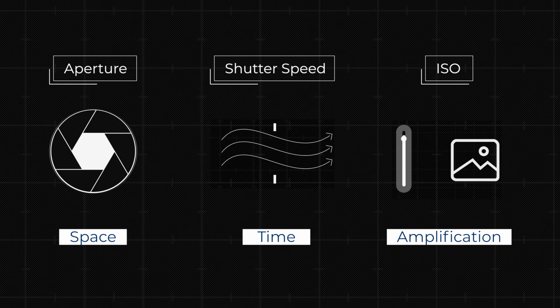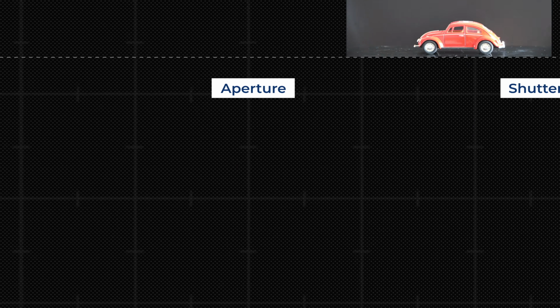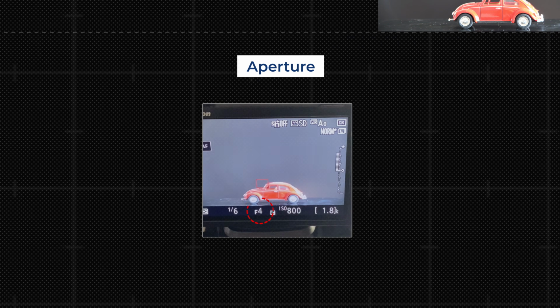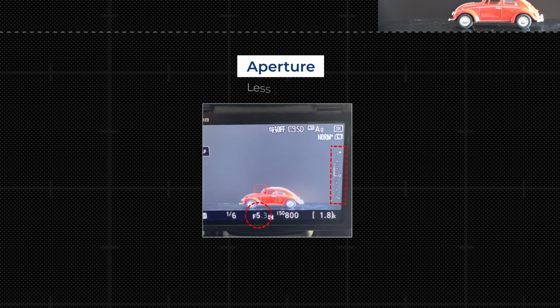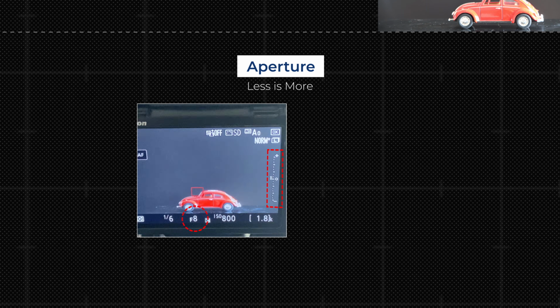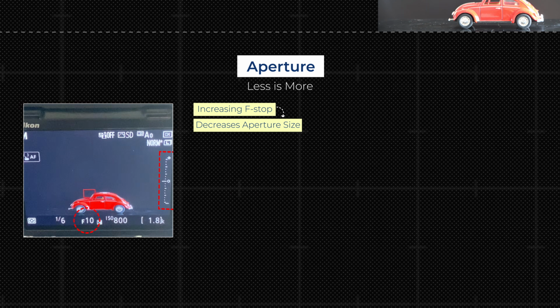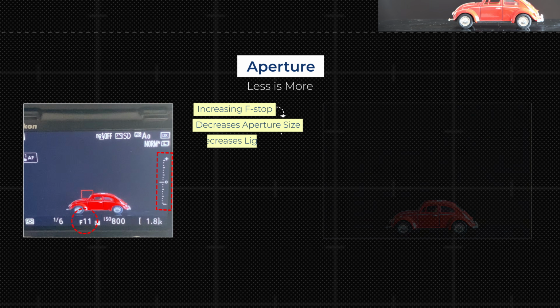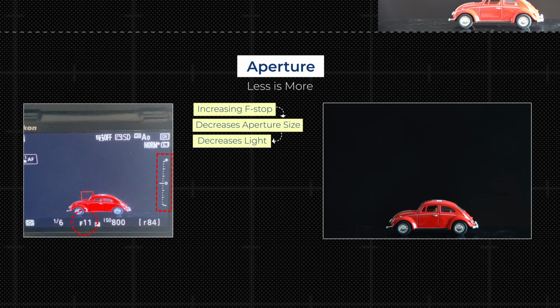Now, in the first case, I'm going to decrease the size of the aperture. Now, as we learned, in Aperture, less is more. Therefore, by increasing my f-stop number, I am decreasing the size of the aperture and less light now enters the camera.